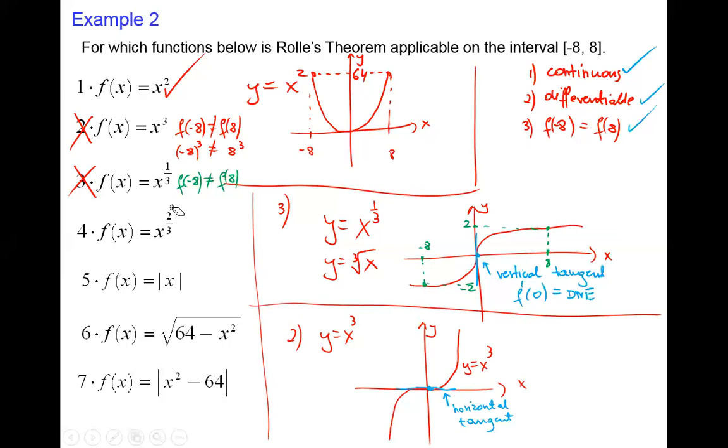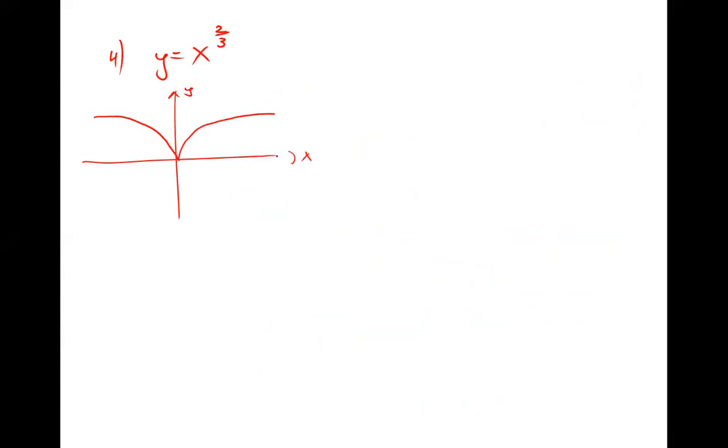Okay, what about the function x to the power of 2/3? That means similar to this one, but we're going to square all of the values. That means this will be a little bit higher, and all of these negative values will become positive. Okay, that means function number 4, x to the power of 2/3, looks like that. It should be nice and symmetric because we're squaring the values.